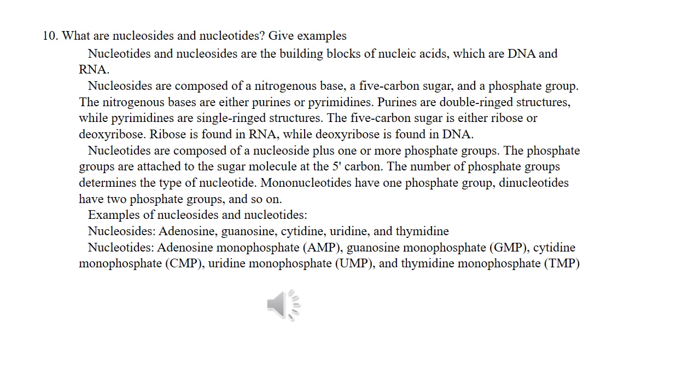Nucleotides are composed of a nucleoside plus one or more phosphate groups. The phosphate groups are attached to the sugar molecule at the 5-carbon. The number of phosphate groups determines the type of nucleotide. Mononucleotides have one phosphate group, dinucleotides have two phosphate groups, and so on.